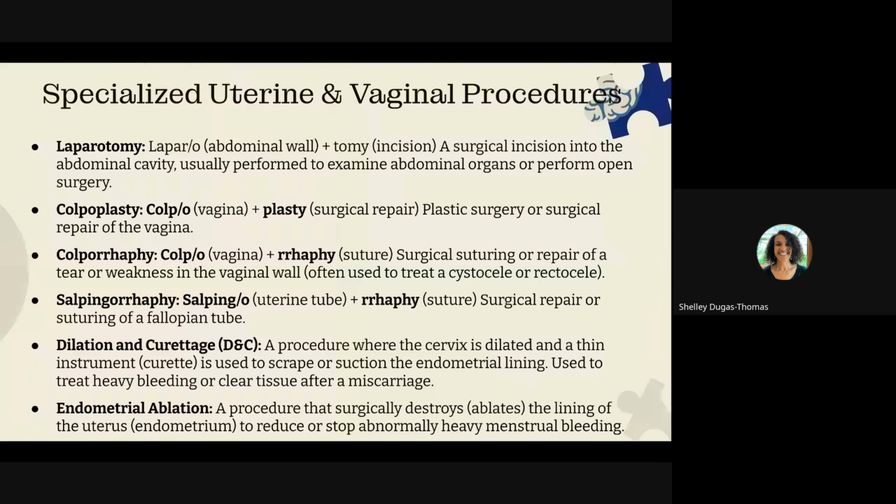When looking at the suffix rraphy, it means surgical suturing or repair of a tear. So suturing up a tear or weakness in the vaginal wall, which is exactly how we repair a cystocele. Dilation and curettage, which is a D and C for abbreviation, dilating the cervix, and scraping, that's the curettage part, the inner endometrial tissue lining.